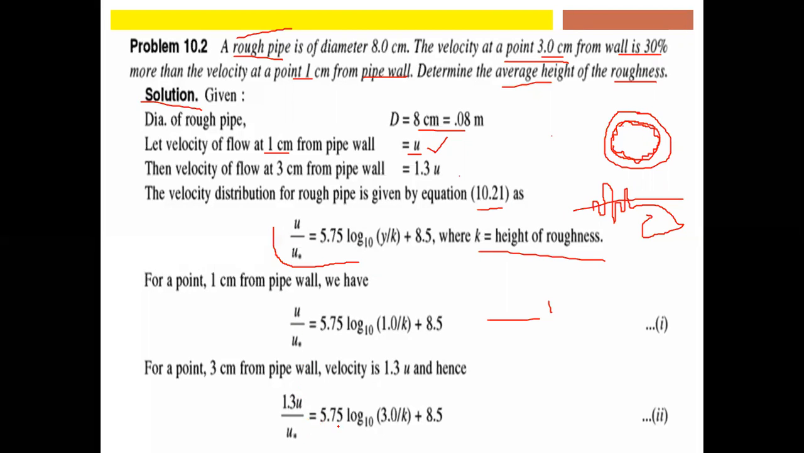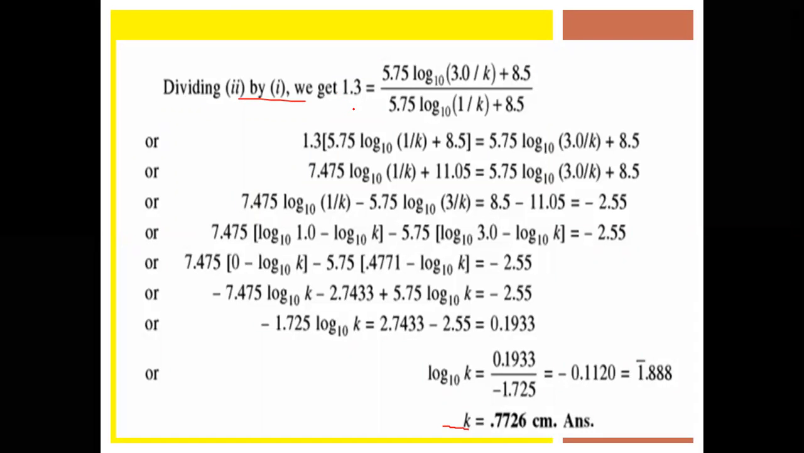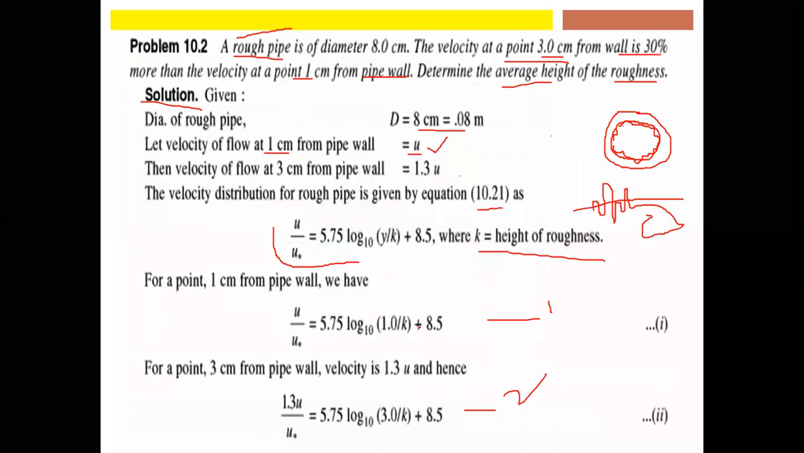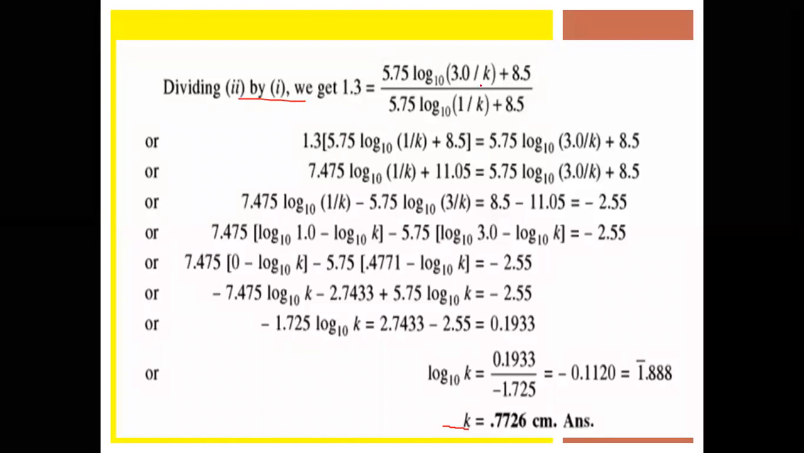1.3u/u* is equal to, same formula, 5.75 log10(3/k) + 8.5. So assume this as equation 2. Now, dividing equation 2 by equation 1, we get 1.3 equals 5.75 log10(3/k) + 8.5 divided by 5.75 log10(1/k) + 8.5. So u* and u* have been cancelled, right? So now this is the thing we have to derive.